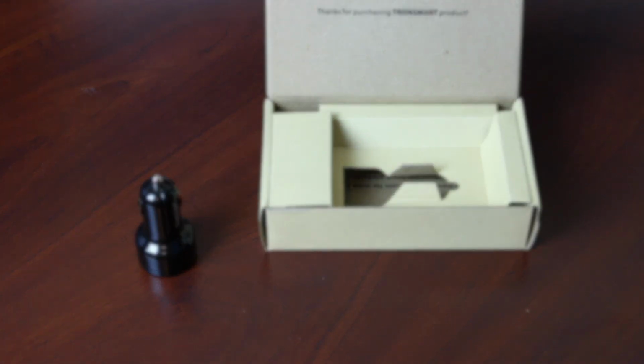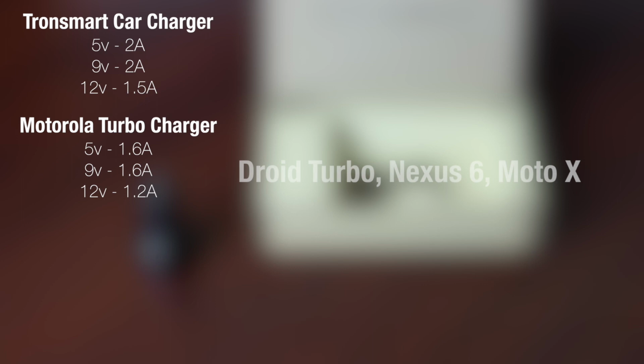Let's do a comparison of voltages across this charger and the other wall chargers. The Tronsmart car charger clocks in at 2 amps across 5 and 9 volt and 1.5 amp across 12 volt. The Motorola turbocharger for the Nexus 6 and some other of their devices clock in at 0.4 amps less across the 5 and 9 volt rails and 1.2 amps at 12 volts.